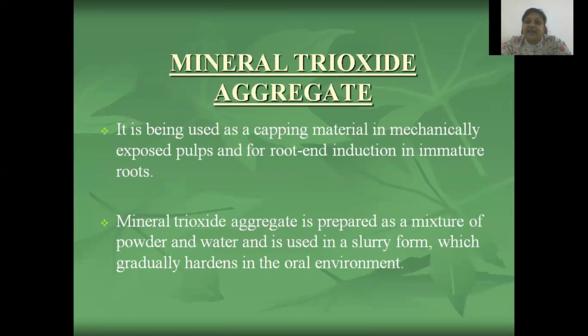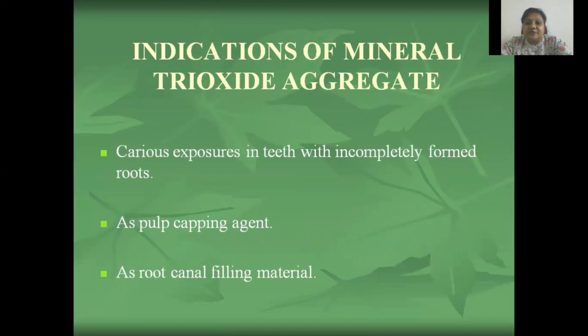Mineral trioxide aggregate. It is being used as a pulp capping material in mechanically exposed pulps and for root end induction in immature roots. Mineral trioxide aggregate is prepared as a mixture of powder and water and is used in the slurry form, which gradually hardens in the oral environment. What are the indications of mineral trioxide aggregate? Carious exposures in teeth with incompletely formed roots, as a pulp capping agent and as a root canal filling material. Here we are using it as a pulp capping agent.